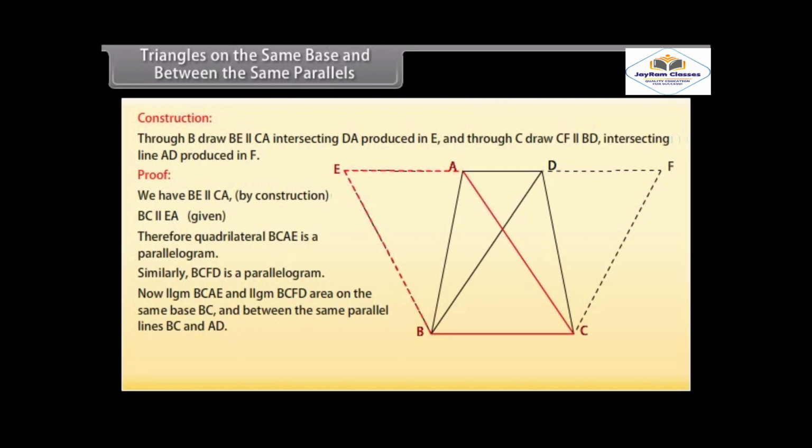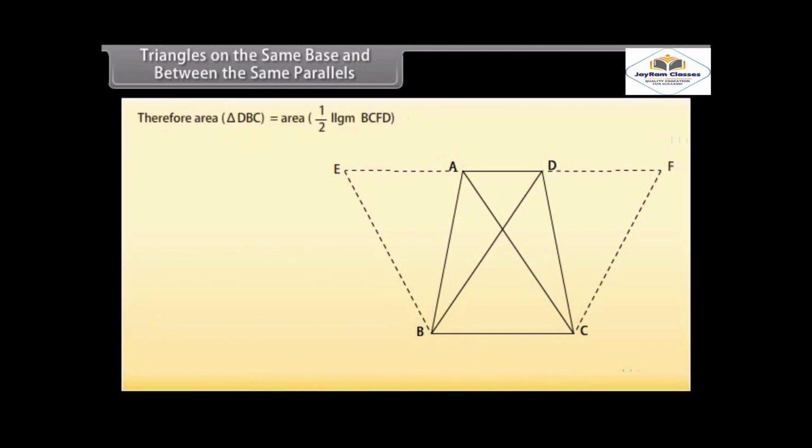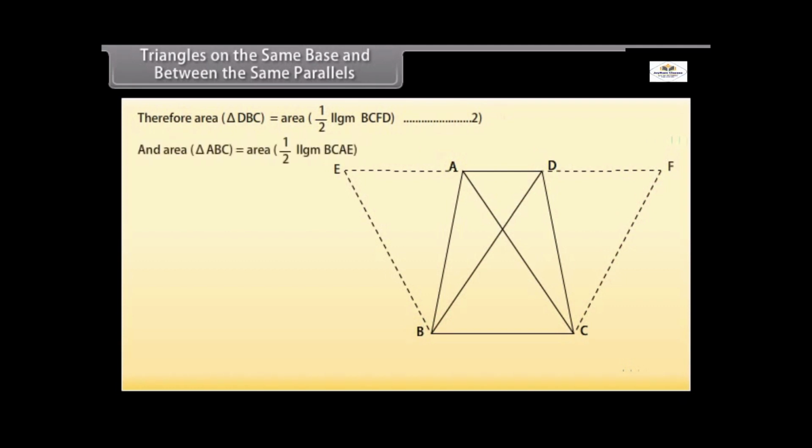Now, parallelogram BCAE and parallelogram BCFD are on the same base BC and between the same parallel lines BC and AD. Therefore, area of parallelogram BCAE is equal to area of parallelogram BCFD. Mark it as 1. We know that the diagonals of a parallelogram divide it into two triangles of equal area. Therefore, area of triangle DBC is equal to half of the area of parallelogram BCFD. Mark it as 2. And area of triangle ABC is equal to half of the area of parallelogram BCAE.